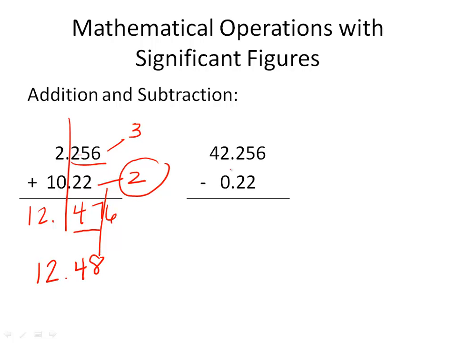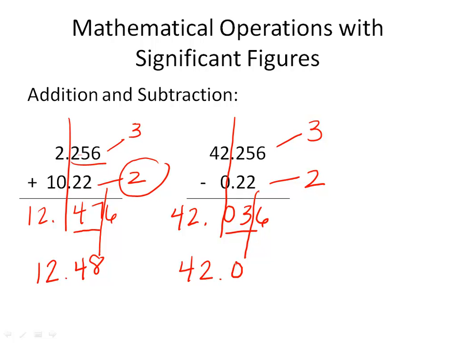And if we look at this one here, subtracting, same thing. I only look at what's to the right of my decimal point. In 42.256, there are 3 digits to the right, and in 0.22, there are 2 digits to the right. So when I plug this in my calculator, I get 42.036, but my answer can only have 2 digits to the right of the decimal point, which means the 0 and the 3 are the only digits I can have. I look to the right of the 3, there's a 6. That means I round up, so the answer will be 42.04.